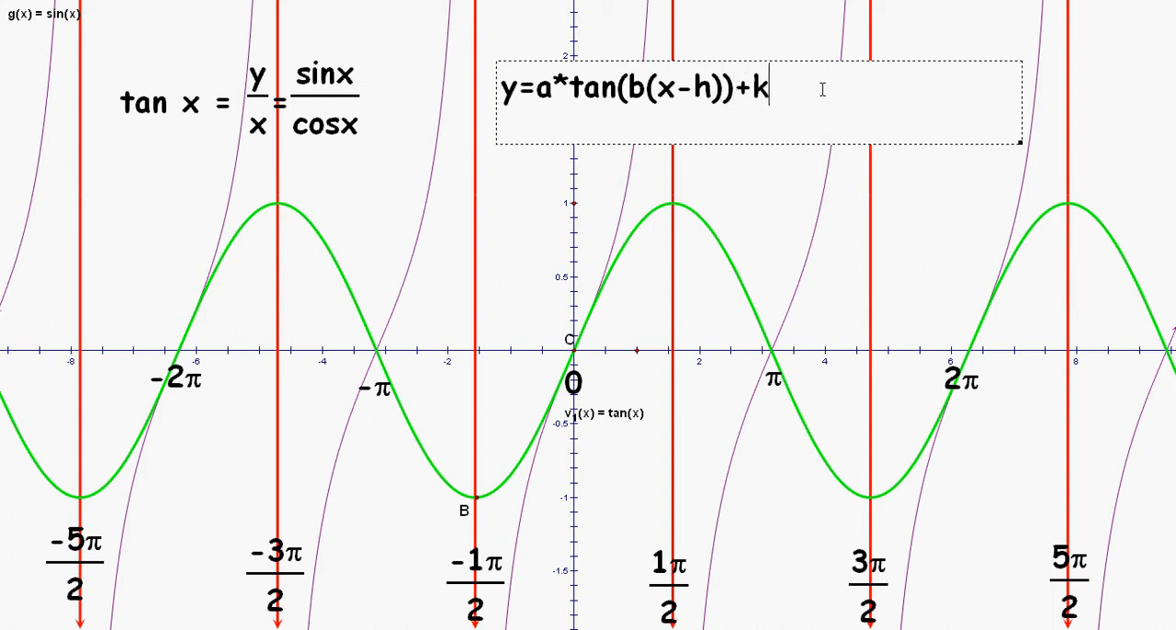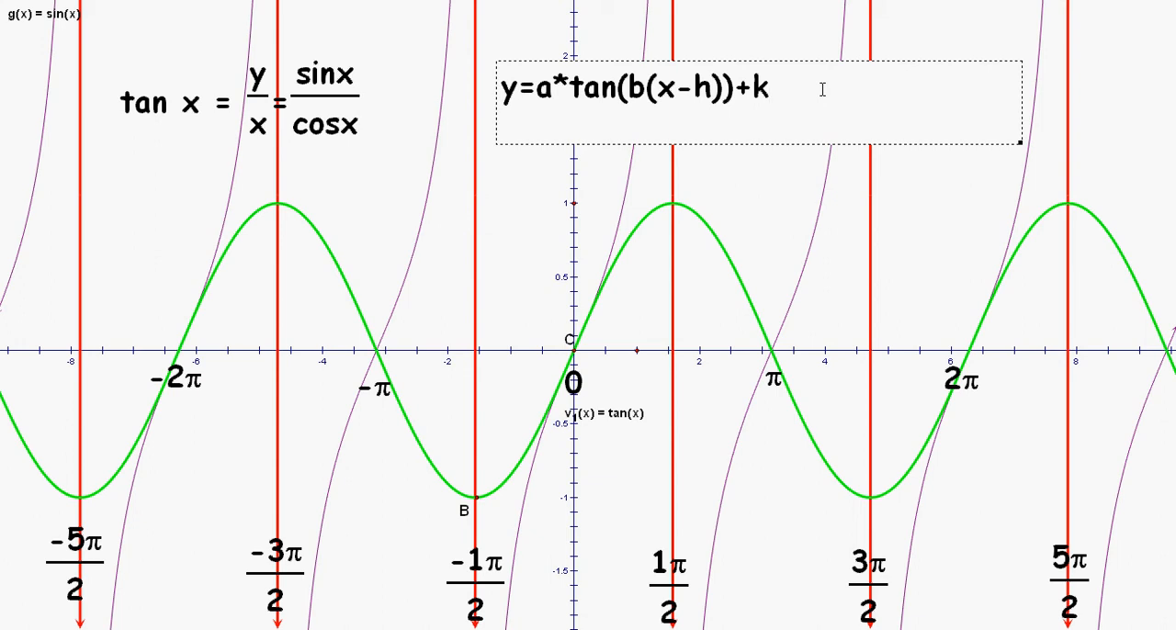First off, the constants a, b, h, and k influence the behavior of this function in much the same way that they do for the graphs of sine and cosine. The constant a gives us a vertical stretch or shrink. B still affects the period in that b is equal to 2 pi over the period.